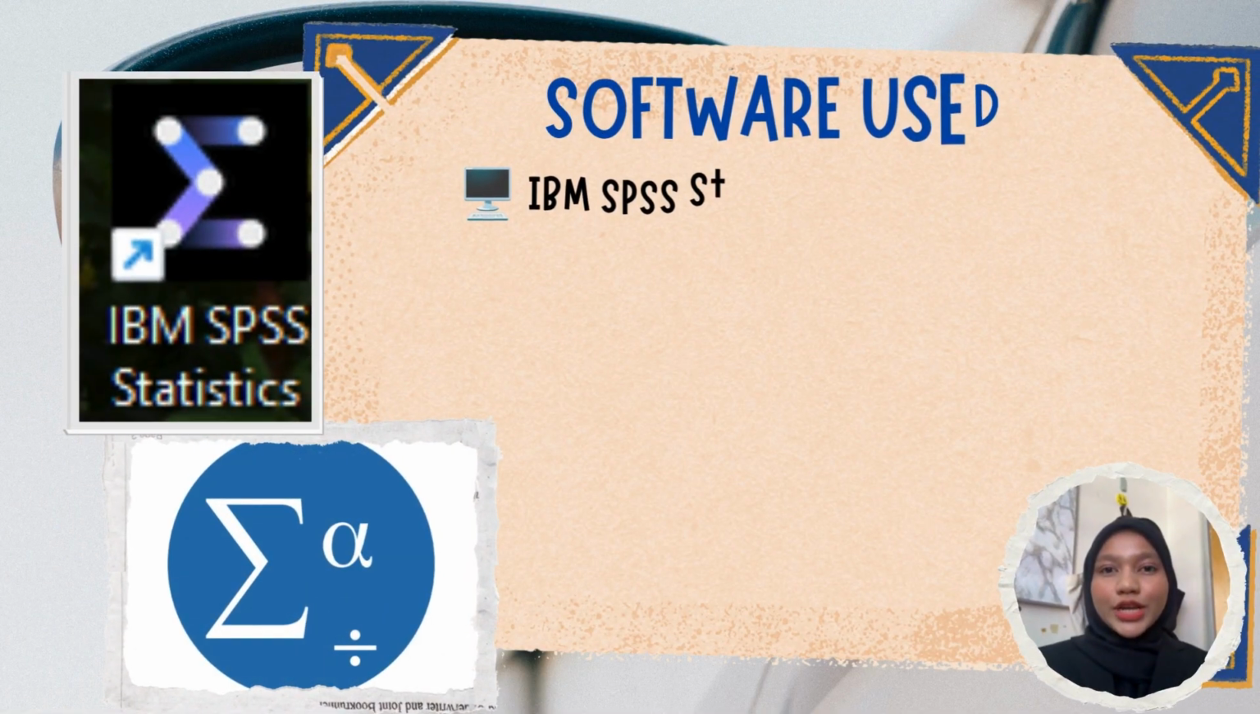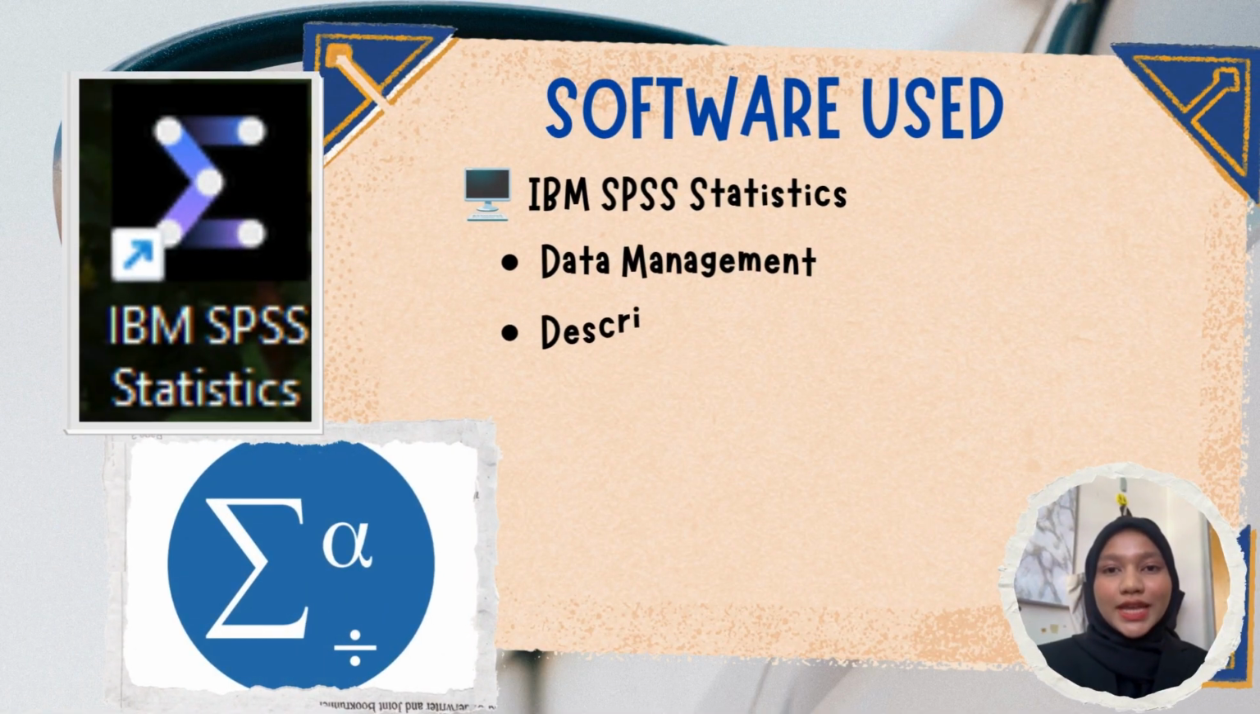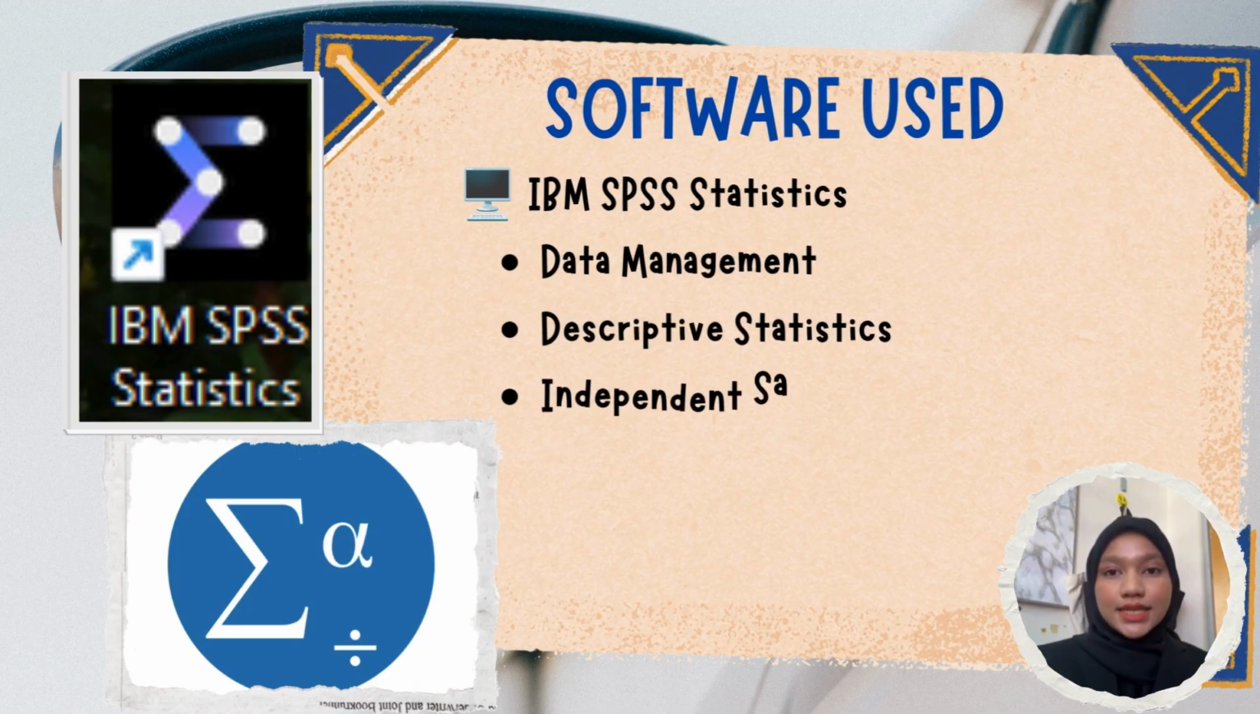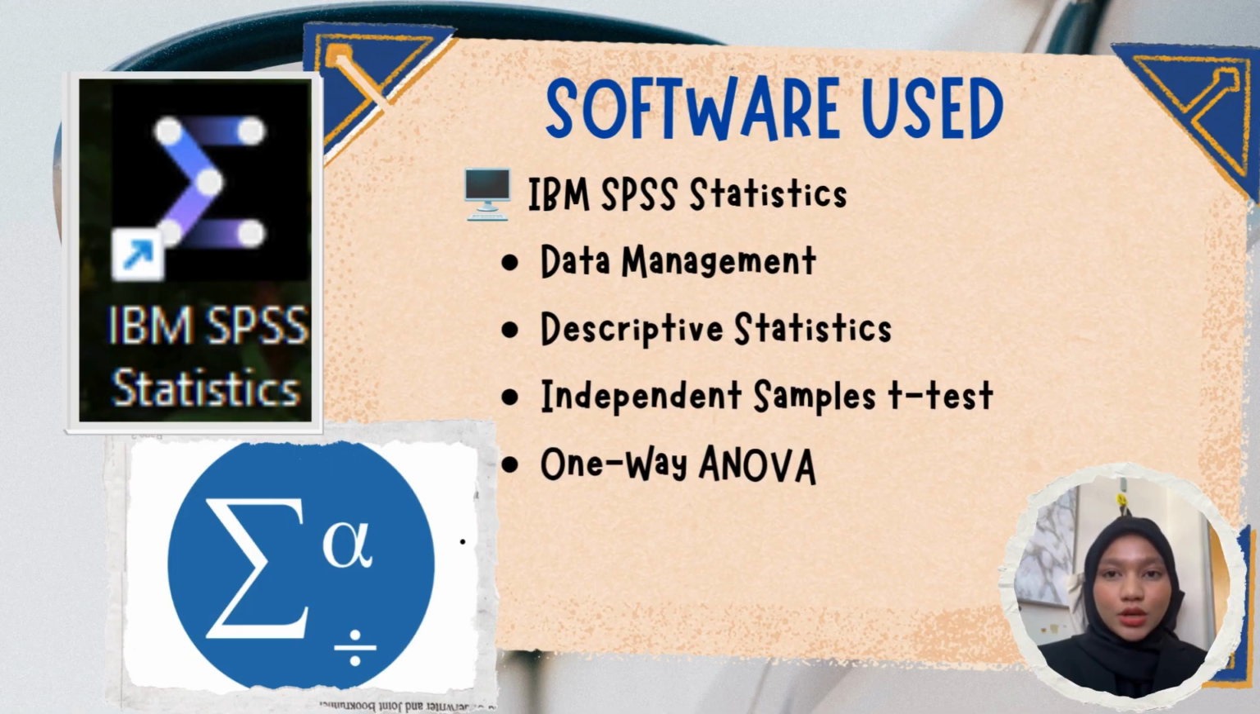Next is the software used. The study was analyzed using IBM SPSS Statistics. SPSS was selected because it provides reliable statistical tools for both descriptive and inferential analysis. It was used to generate descriptive statistic, chart, and independent sample t-test and the one-way ANOVA based on the objective of this study.